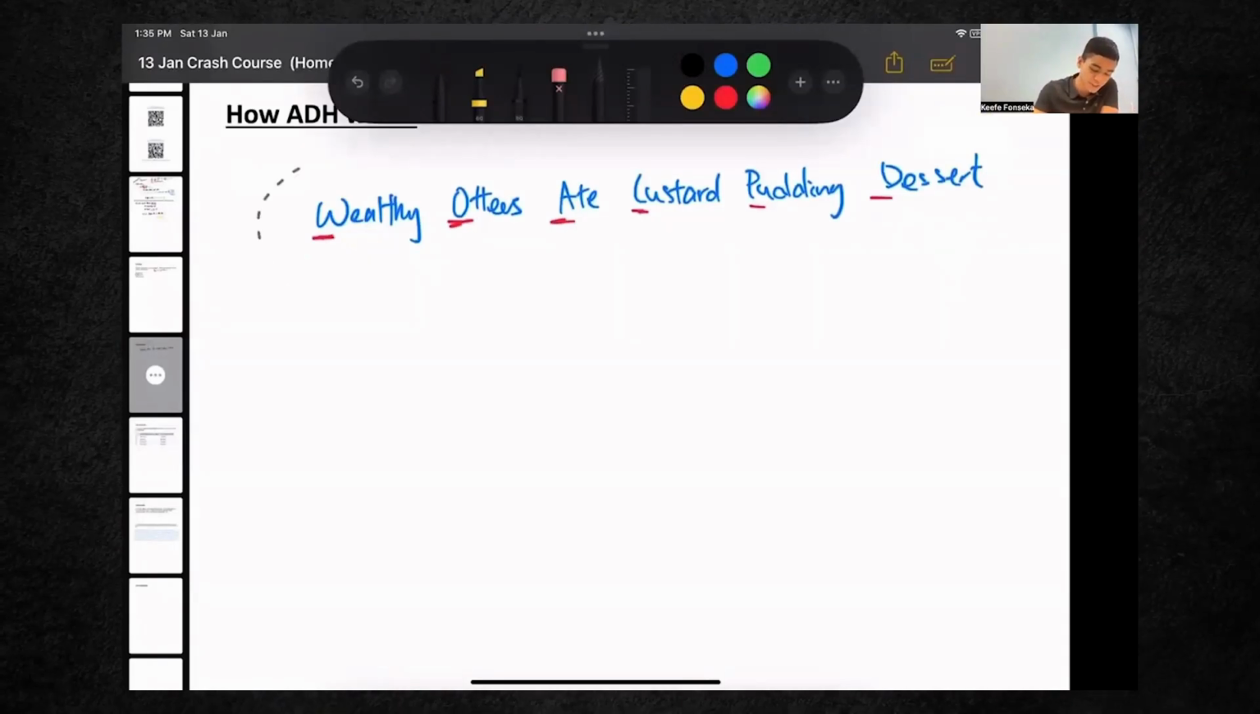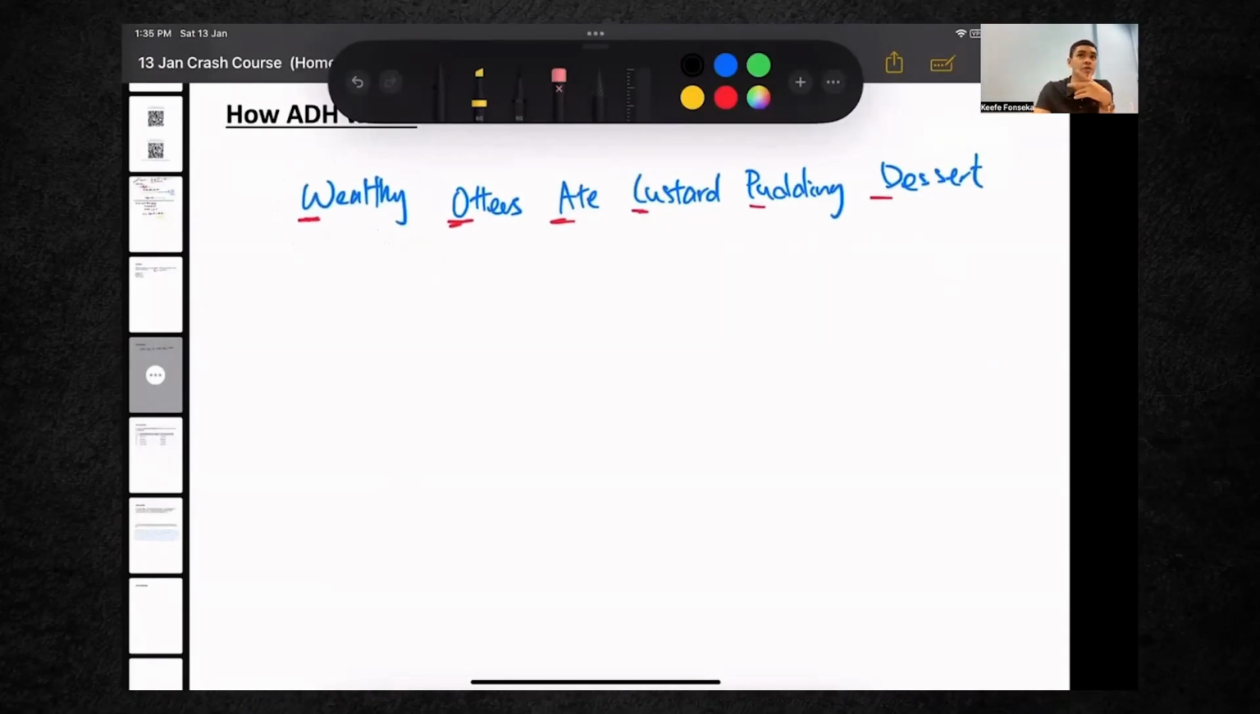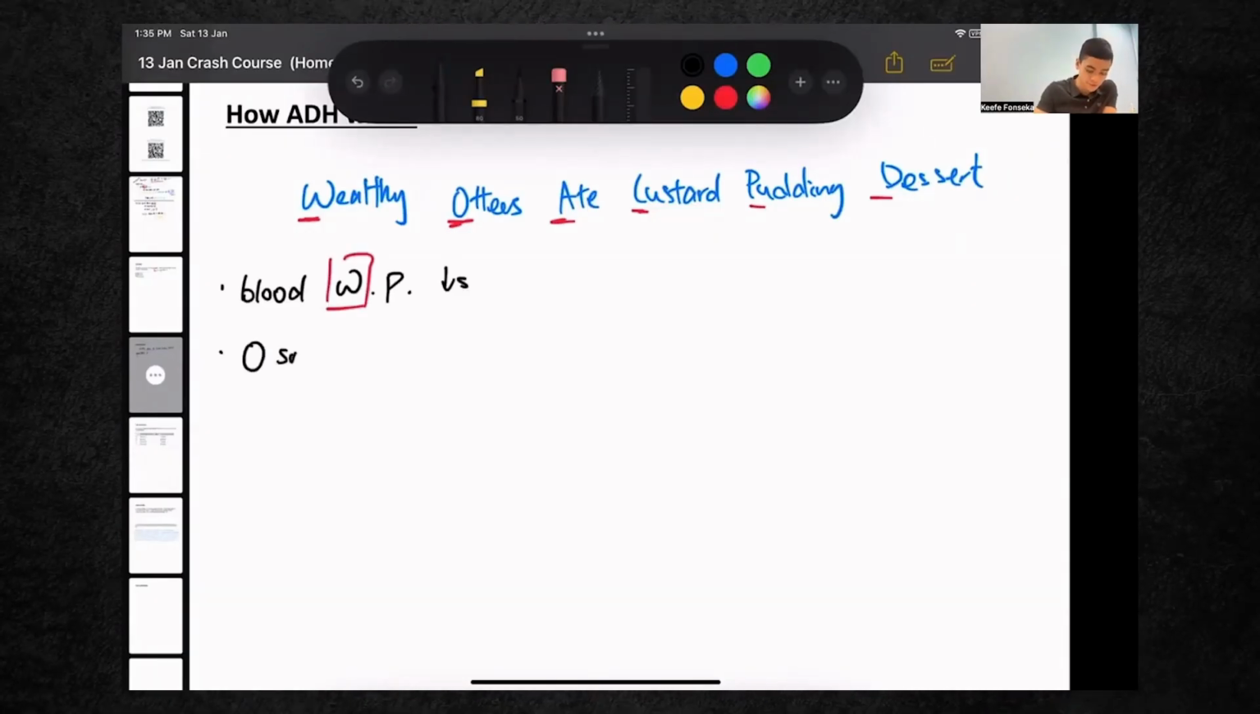So now we go through the explanation of how ADH works. We'll use the example of you don't drink water. So first, blood water potential decreases because you don't drink enough, right? And that's W. Then O stands for osmoreceptors. Okay, anyone guess what does osmoreceptors detect?